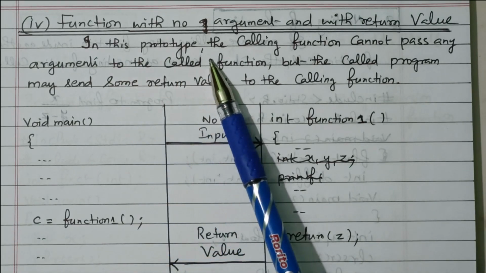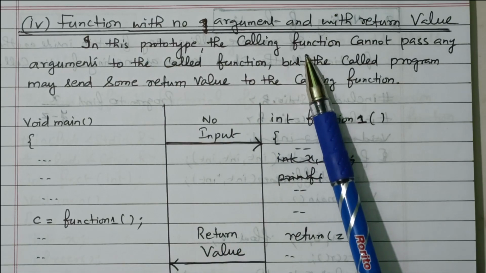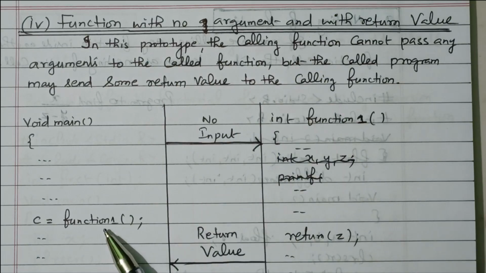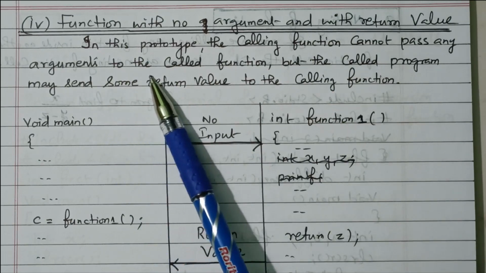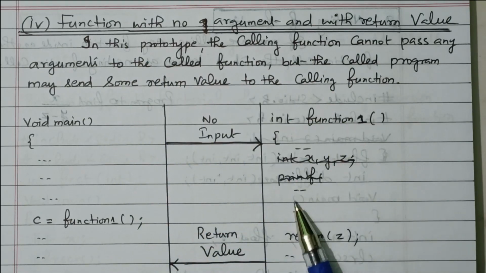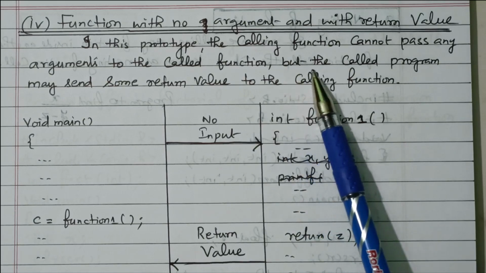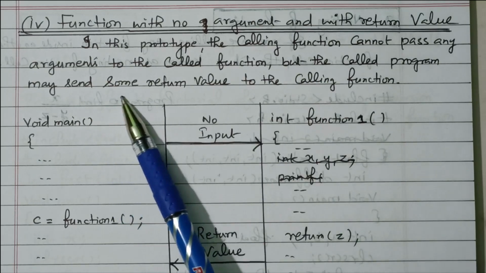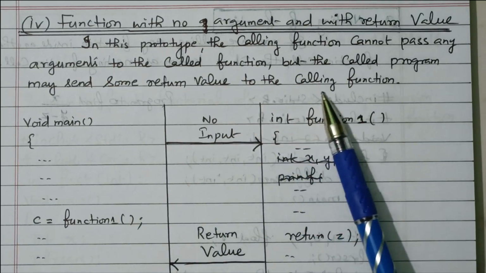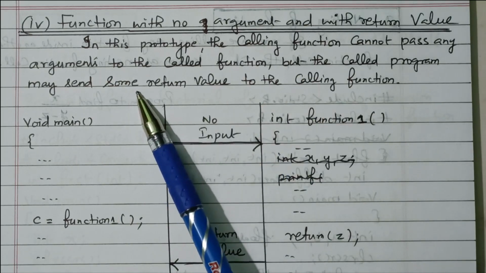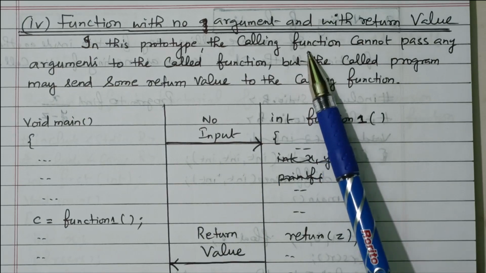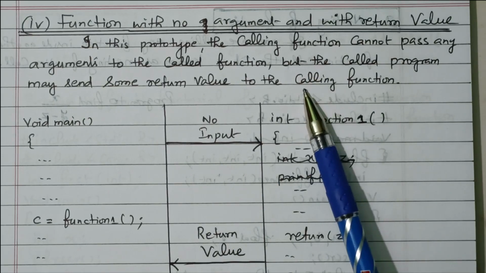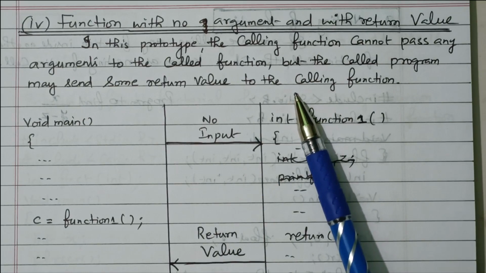So in this prototype, the calling function means the function available in the main program. This is the calling function. It cannot pass any argument to the called function. This is the called function definition. But the called function may send a return value, only one return value, to the calling function, right? So we are not passing any argument, but the function will return the value. So this is the fourth category.